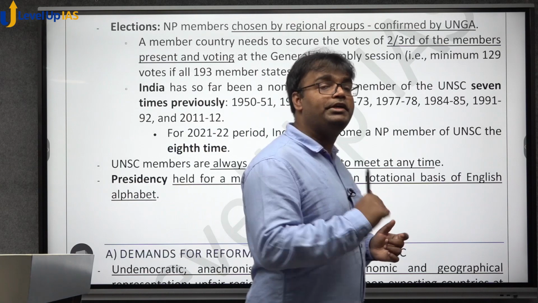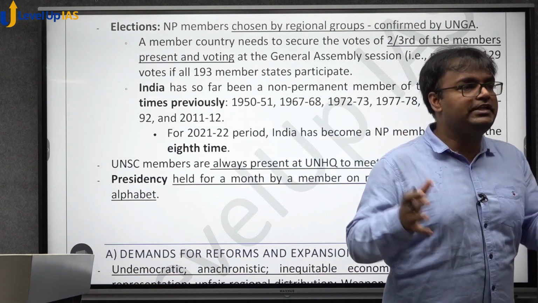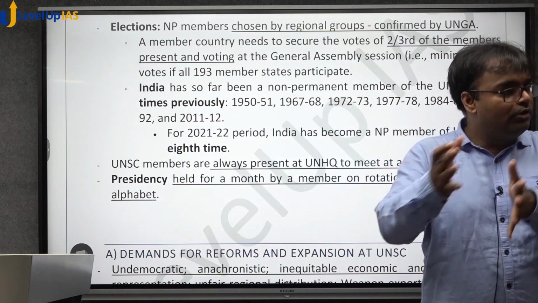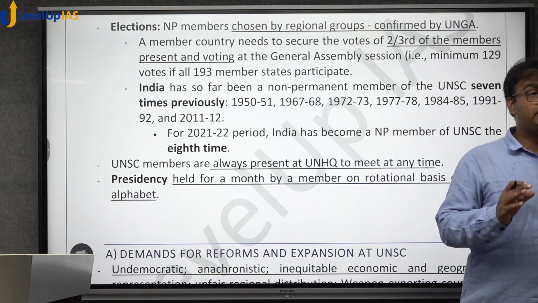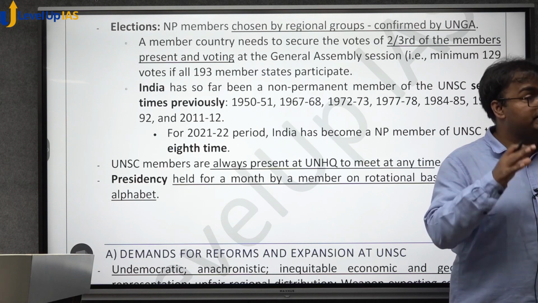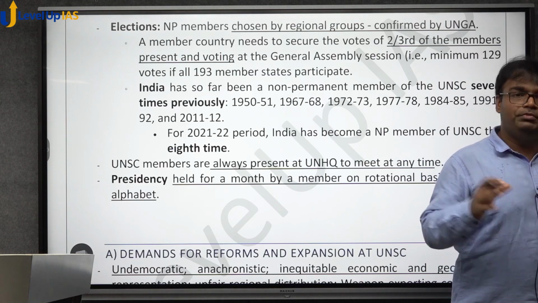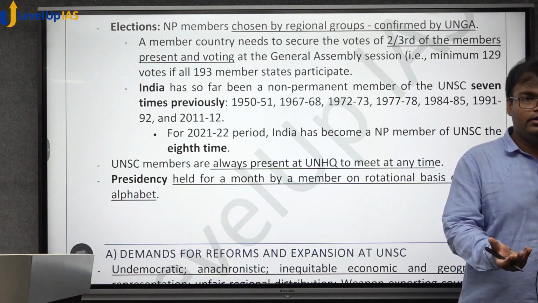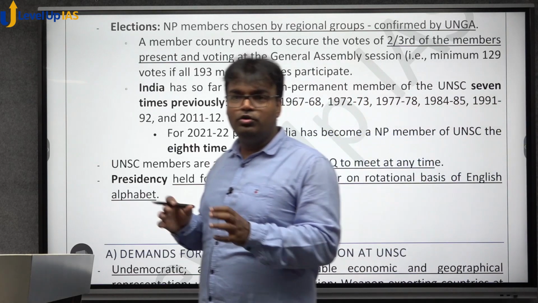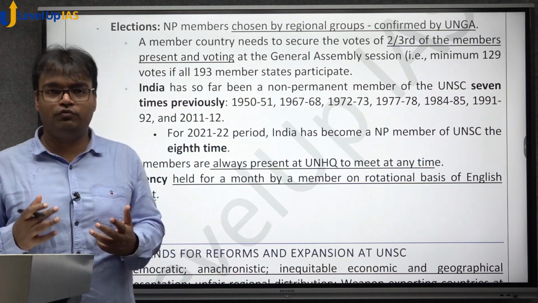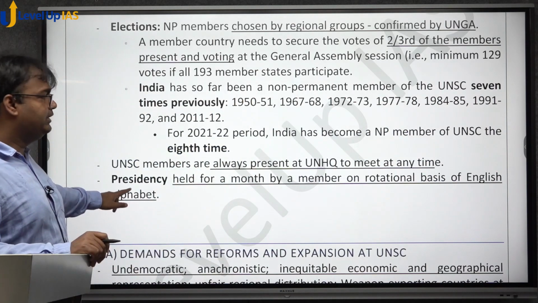Unlike the United Nations General Assembly, where a session takes place between September and December, in the case of UNSC, the representatives are always present at the headquarters to meet whenever required, because they have a crucial role. In any situation of conflict or war, they may need to take a decision.